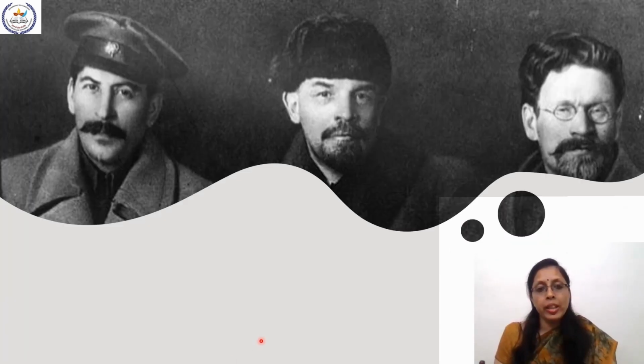So as you can see in this picture, this is Joseph Stalin, this is Vladimir Lenin, and this is Leon Trotsky. All three of them were very close allies during the Russian Revolution of 1917. And after some time, Lenin died, and Stalin took control of the whole country, and he drove Trotsky out. Ultimately, he got him murdered.